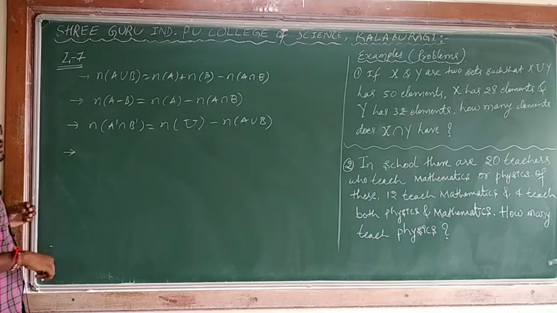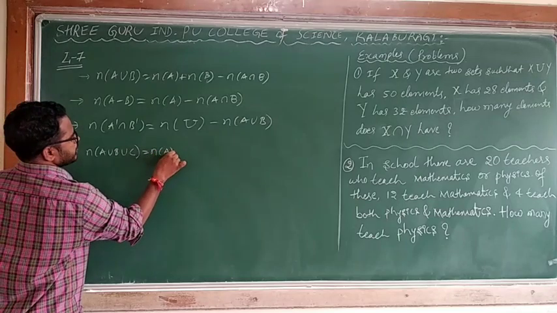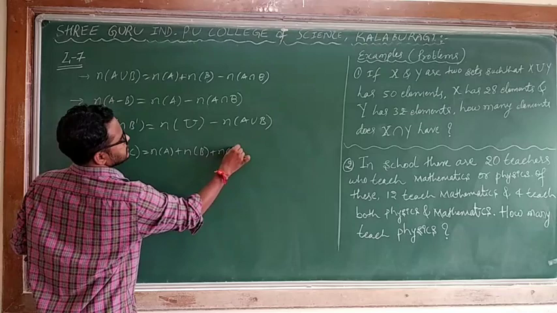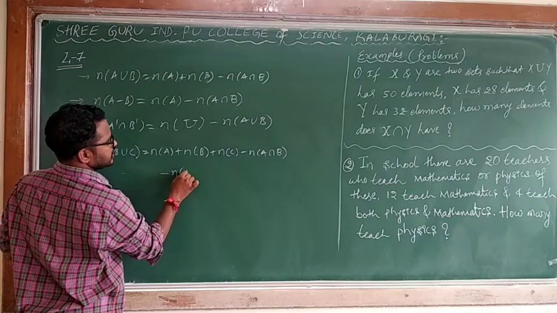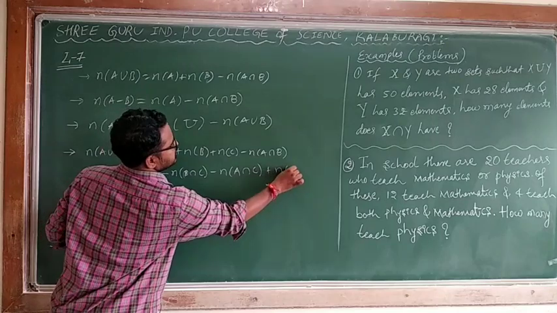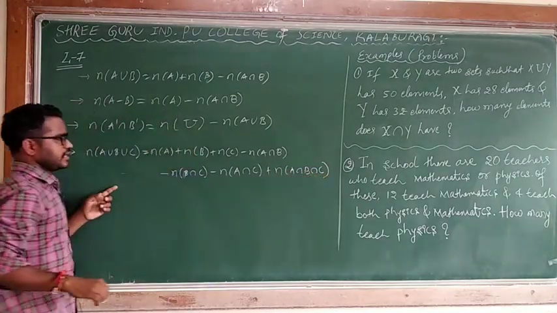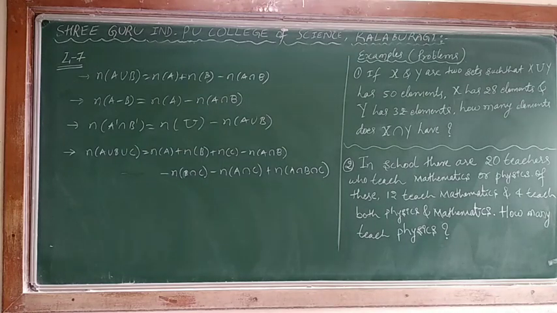We also did the three set case: n of A union B union C is equal to n of A plus n of B plus n of C minus n of A intersection B, I will write here, minus n of B intersection C minus n of A intersection C plus n of A intersection B intersection C. This was also last class. Using this you can find how many elements belong to A union B union C.